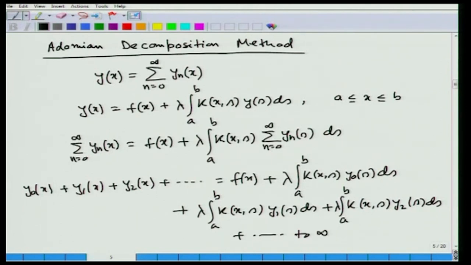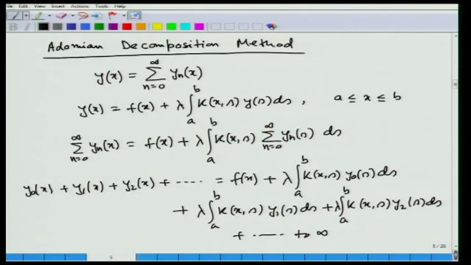Now, in order to define a recursive scheme to find this y 0 x, y 1 x, y 2 x and so on explicitly, such that their sum will give us a solution for the given problem, we have to equate each term on the left hand side with one term of the right hand side in order to get some recursive method. And for this purpose, we can equate in this way. First of all, we can equate y 0 x with f x on the right hand side. So, that means now y 0 x is known.